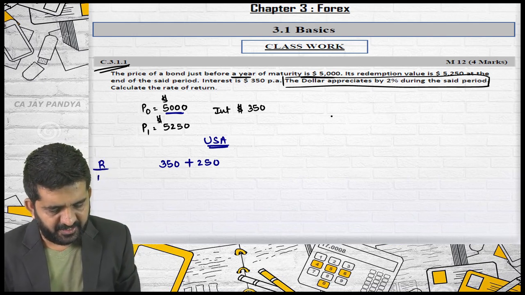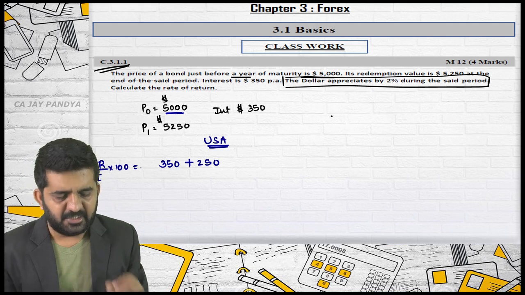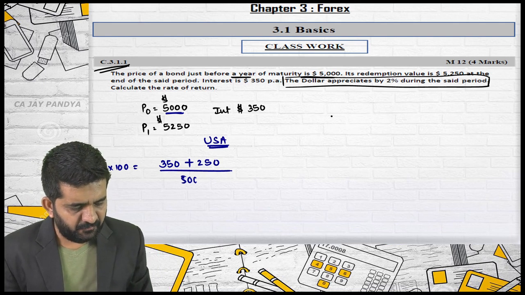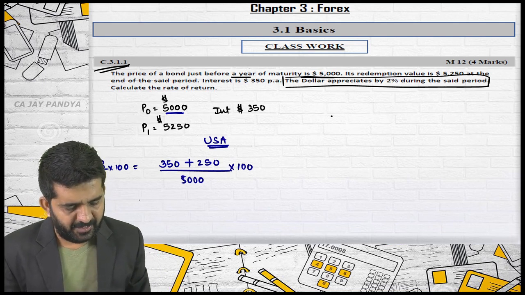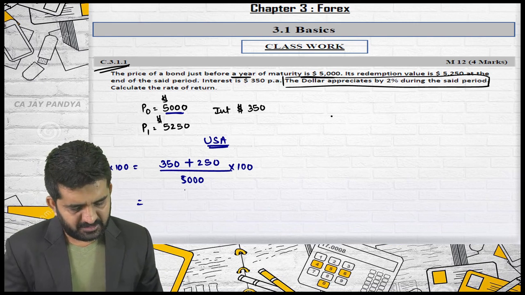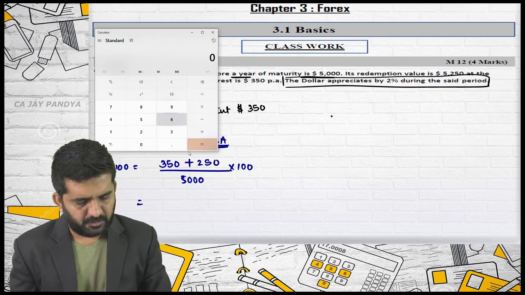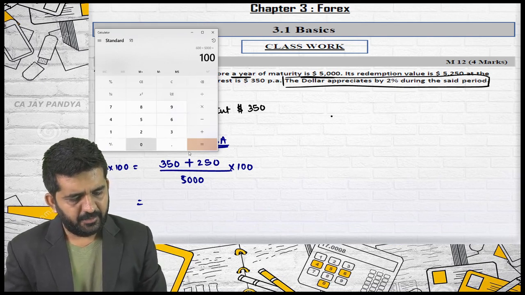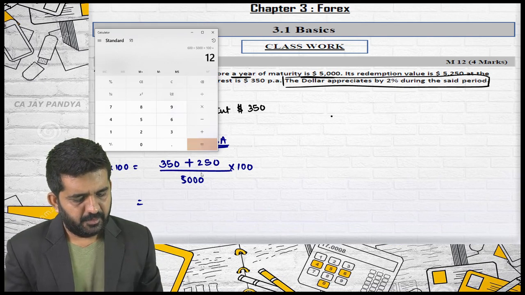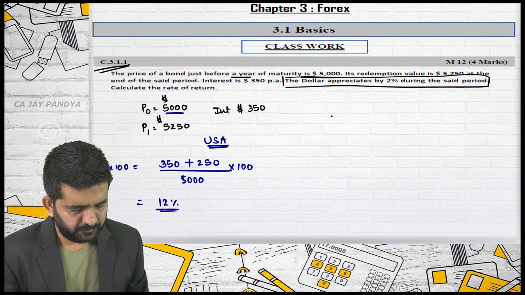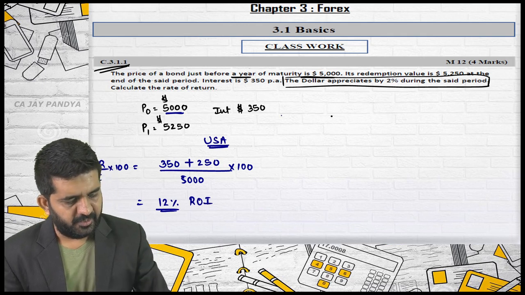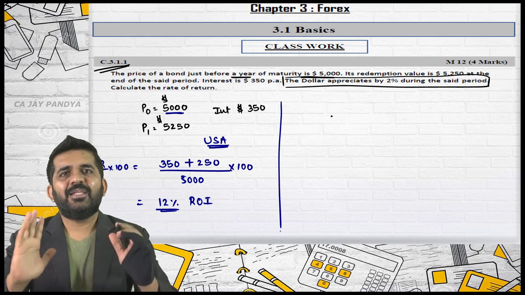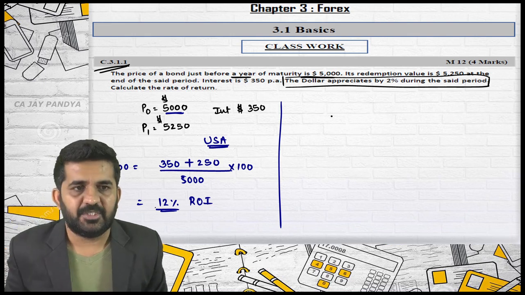This is return divided by investment multiplied by 100, which is nothing but rate of return. Everything is in dollar. What you have invested? $5,000. What will be the answer is, this is 600 divided by 5,000 multiplied by 100 is 12%. Return on investment. So if you are staying in USA, your home currency is dollar, then what you are actually earning is nothing but 12%.